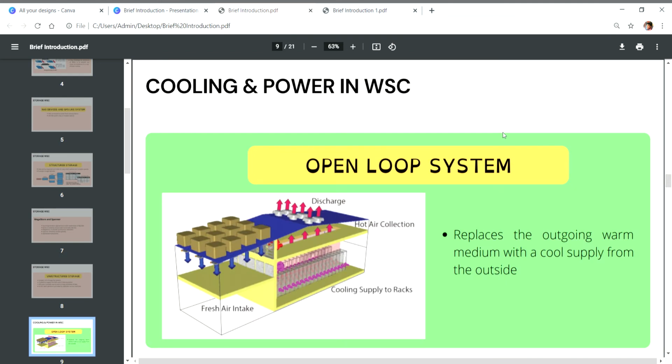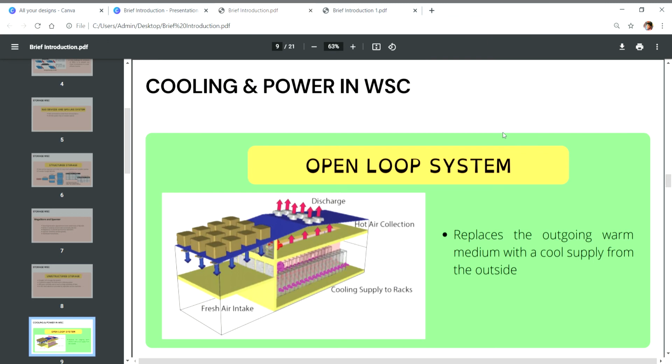Next, we're going to go straight to the cooling and power. For cooling, we have divided it into three features here: open loop, closed loop, and three loop system. In general, a data center cooling system removes the heat generated by all equipment. To remove the heat, a cooling system must employ some hierarchy of loop systems. So as mentioned, I have open, closed, and three loop systems.